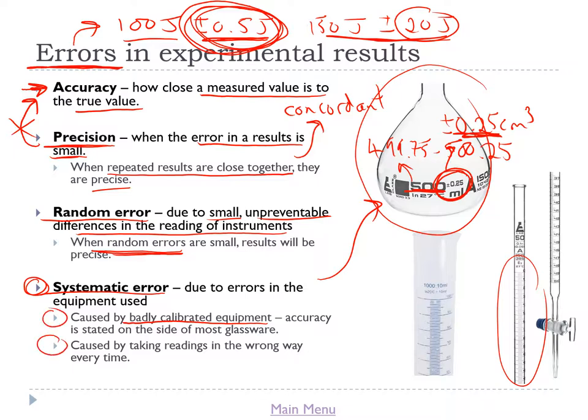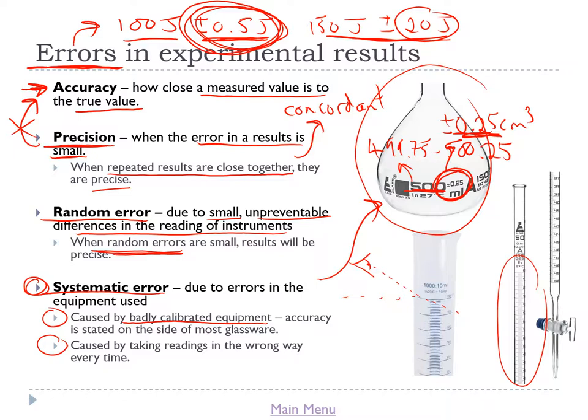The other one is to do with taking the readings in the wrong way every time. One example we've talked about already is the parallax effect. You're supposed to read a measuring cylinder or a burette at eye level, so you can judge where the meniscus is most accurately. But if you consistently do it above eye level, you get this parallax effect where the meniscus can appear to be in a different position to where it really is because you're not looking at it correctly. If you're looking at it in the same wrong way every time, you'll get the same error every time, which is going to be a systematic error.